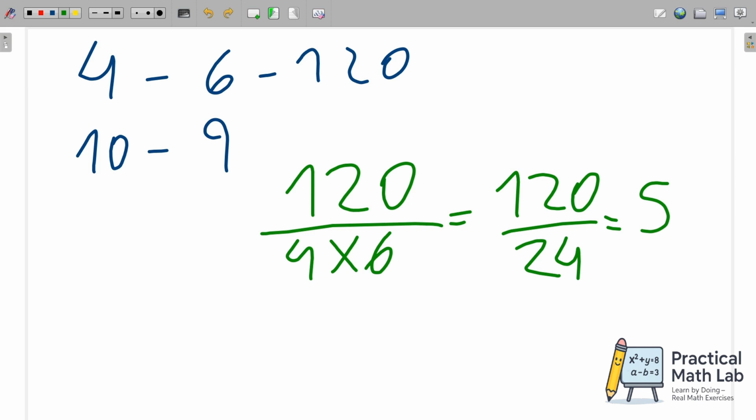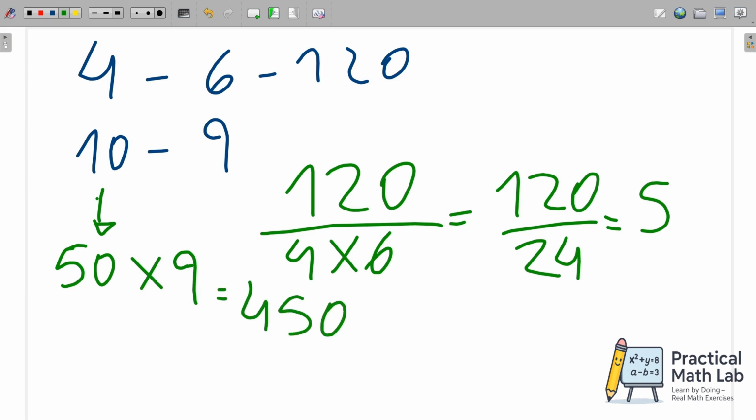If each machine produces 5 pieces per hour, and we have 10 machines, we'll produce 50 pieces per hour. And if we have 9 hours, just multiply by 9 now. So 50 times 9 equals 450. So that's the answer. 10 machines in 9 hours produce 450 pieces, while 4 machines in 6 hours produce 120.